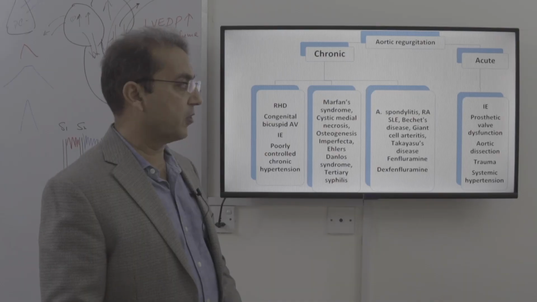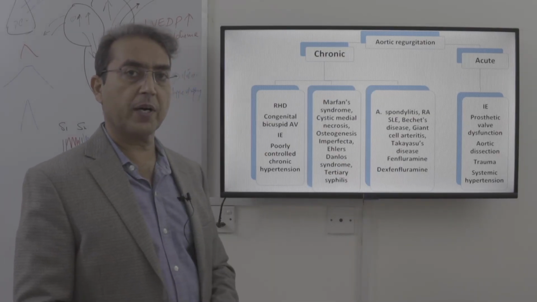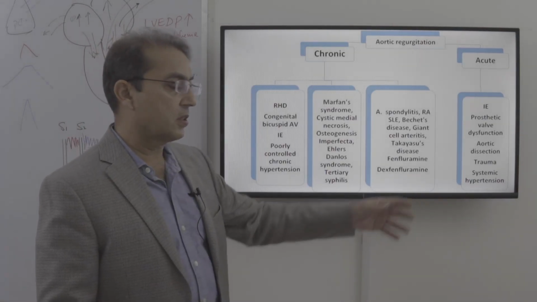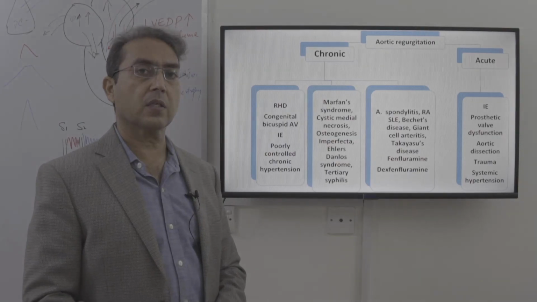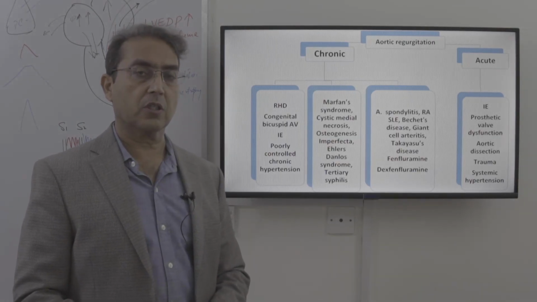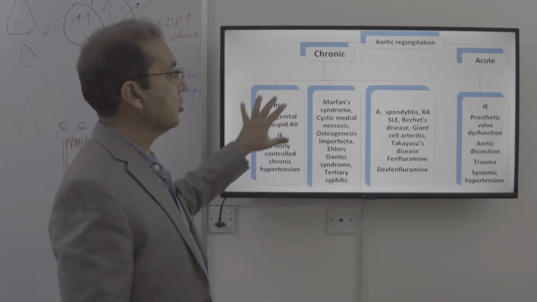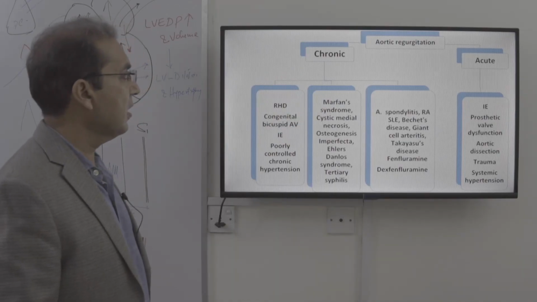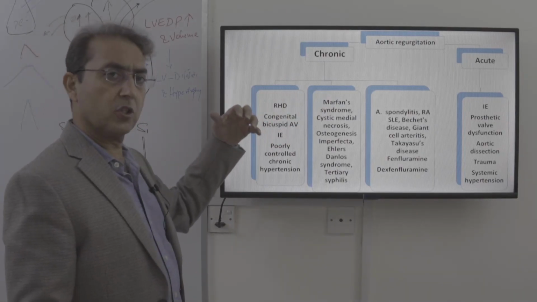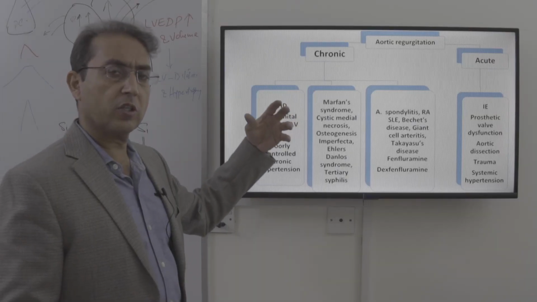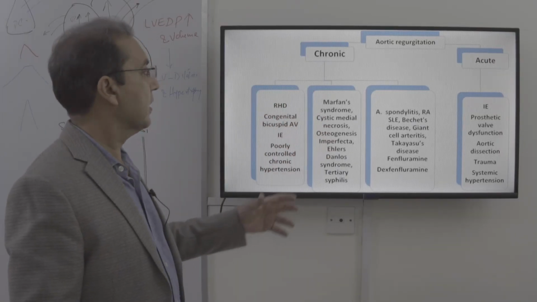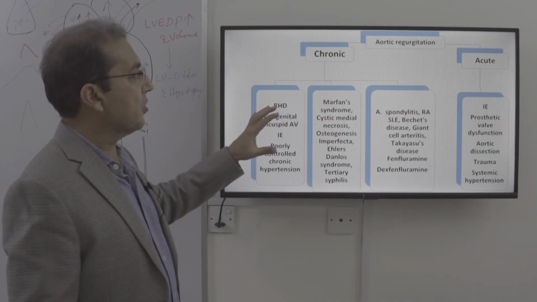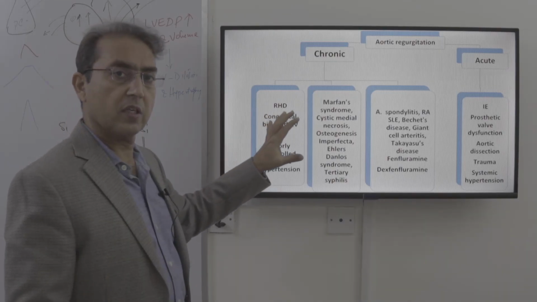Then prosthetic valve dysfunction, aortic dissection and trauma can result in acute aortic regurgitation. Similarly, systemic hypertension sometimes can result in acute aortic regurgitation, but most of the cases of aortic regurgitation fall into the category of chronic aortic regurgitation. Now, chronic aortic regurgitation goes on for a very long period before it clinically presents. We can divide chronic aortic regurgitation into different categories.